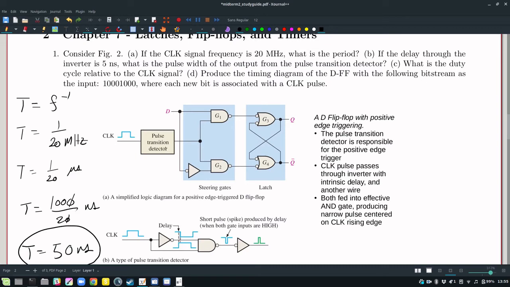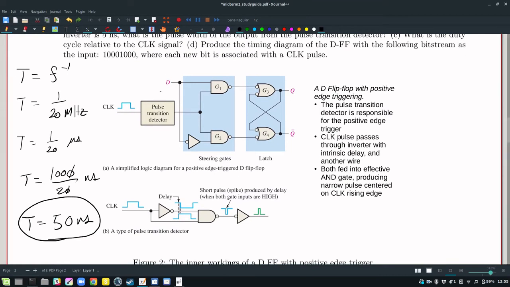Well, specifically, we're talking about the pulse transition detector. And so the pulse transition detector is important because it's what triggers the D flip-flop on the positive rising edge of the clock signal. So sometimes we indicate the positive edge like this with a little arrow. And so the pulse transition detector is responsible for the positive edge triggering.